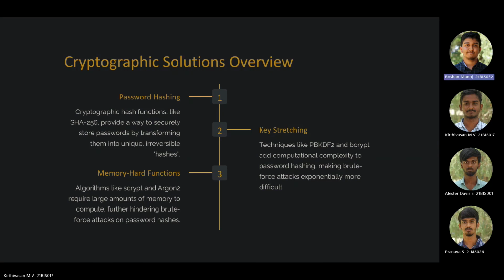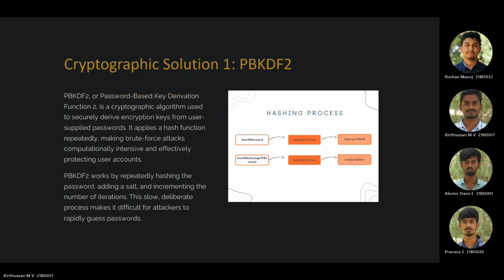From here, my teammate Alistair will be explaining. Yeah. So coming to solution one, PBKDF2. So it is password-based key derivation function. It is a cryptographic algorithm used to securely derive cryptographic keys from user-supplied passwords. It applies the hash functions repeatedly, making brute force attacks computationally intensive and effectively protecting your user account. So moving on to the next solution.